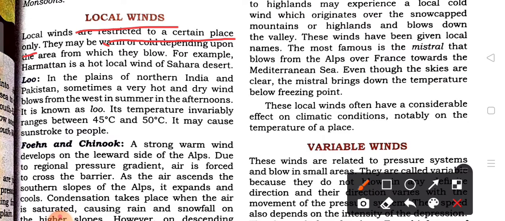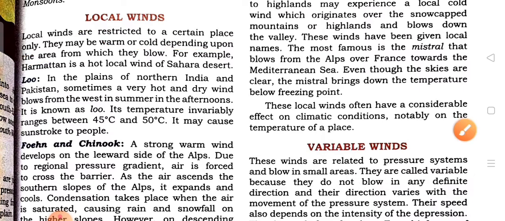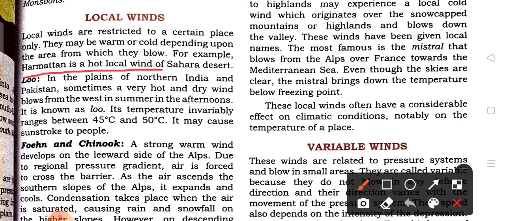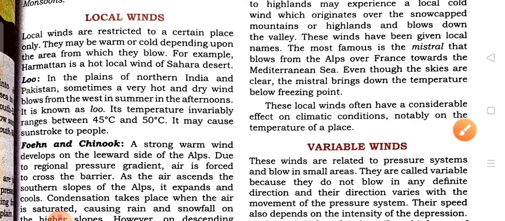They may be warm or cold depending upon the area. If the region where it flows is cold, then the wind also becomes cold, and respectively if the region is warmer, then the warm local wind will flow. For example, Harmattan is the local wind of the Sahara Desert. So we have to remember the Sahara Desert has a local wind which is called Harmattan.